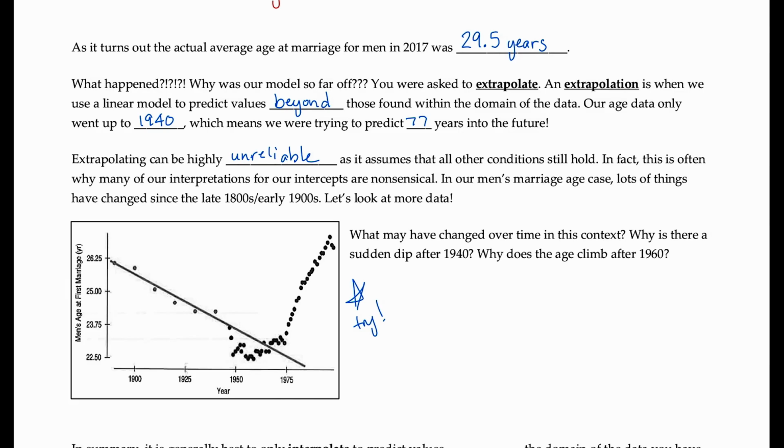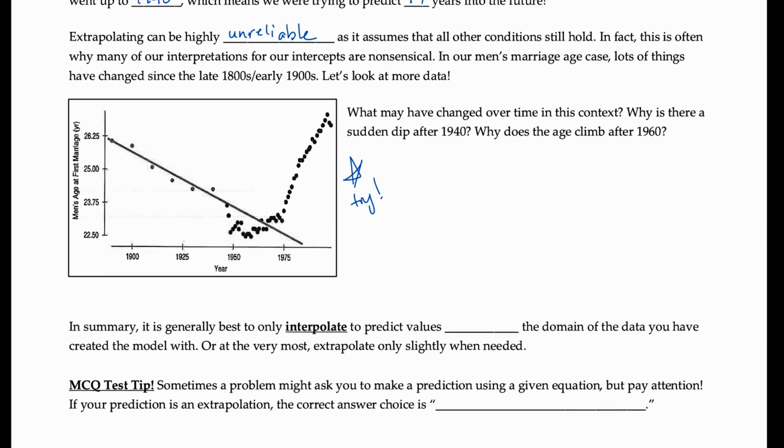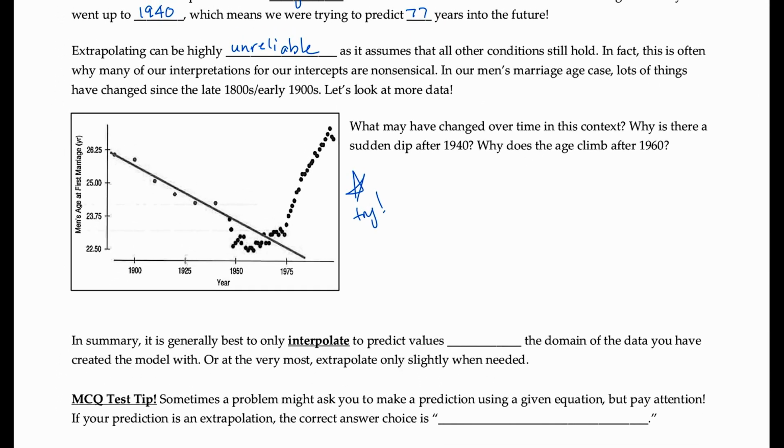If you're ready to move on, let's move on. So, in summary, it's generally best only to interpolate, okay? So that is to predict values within the domain of our data. Or if you are going to extrapolate, only a little bit, okay? So don't take data from the late 1800s and try to extrapolate to the early 2000s, but you could probably use that data to maybe make some predictions about the early 1900s.